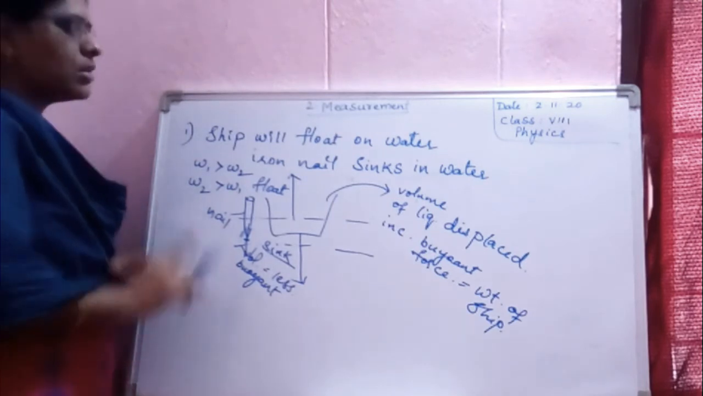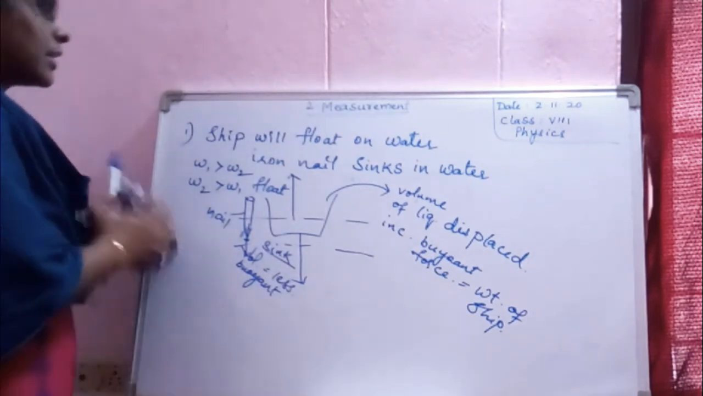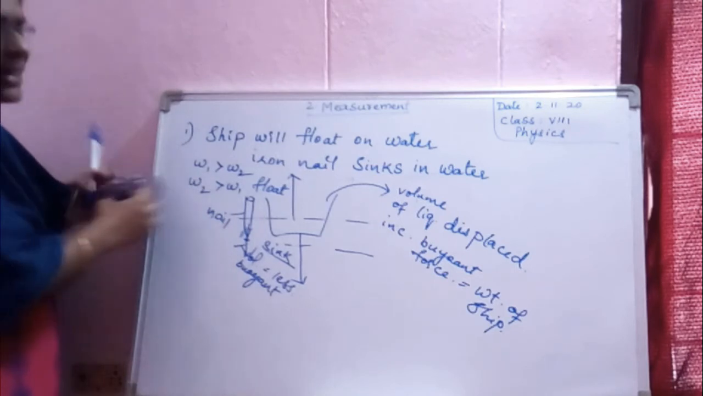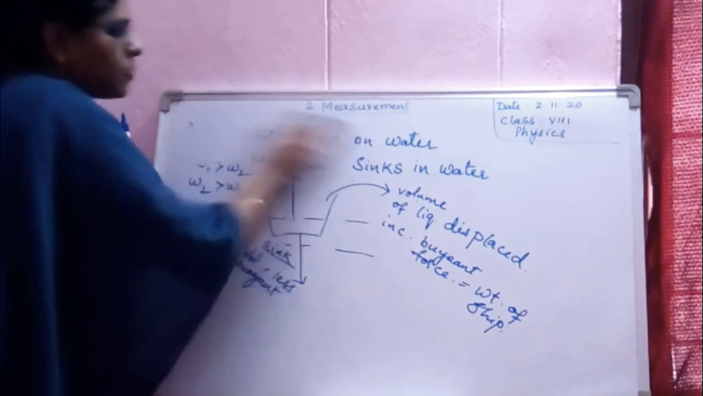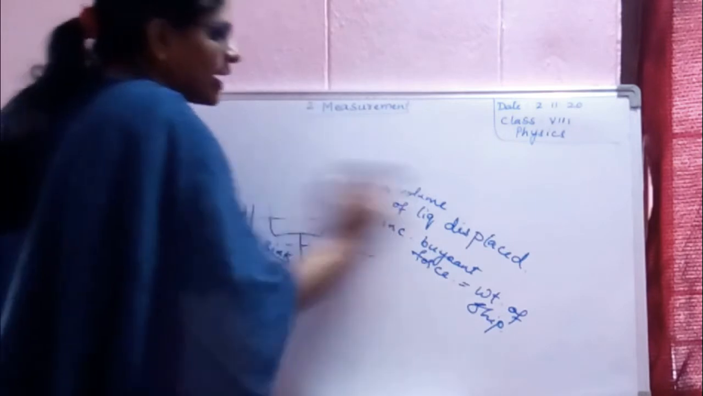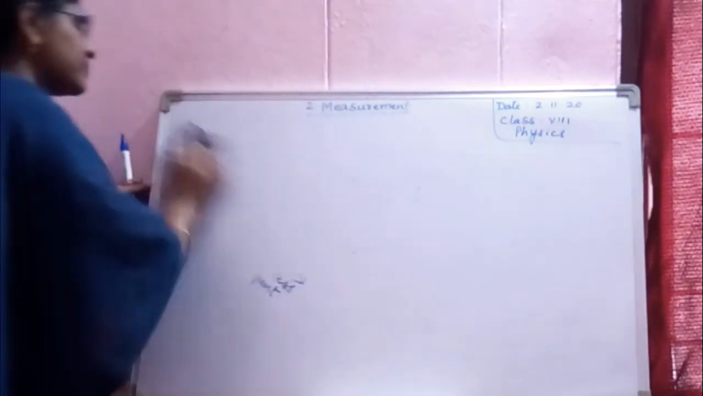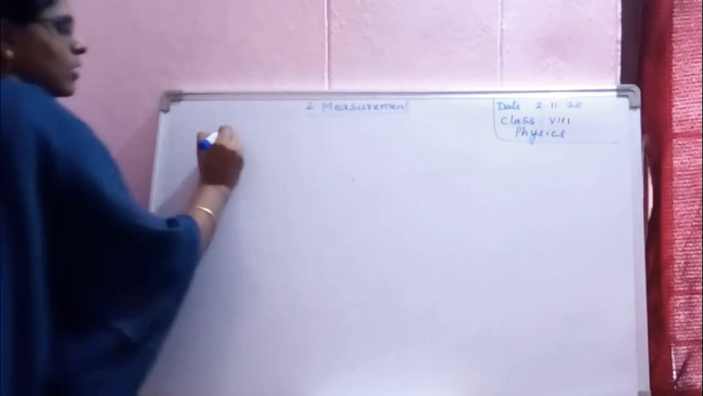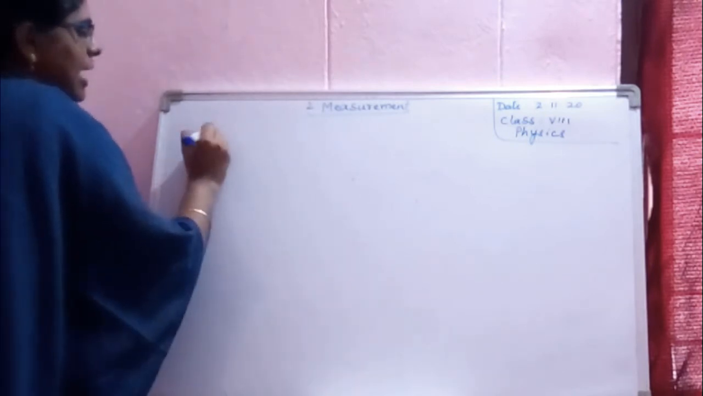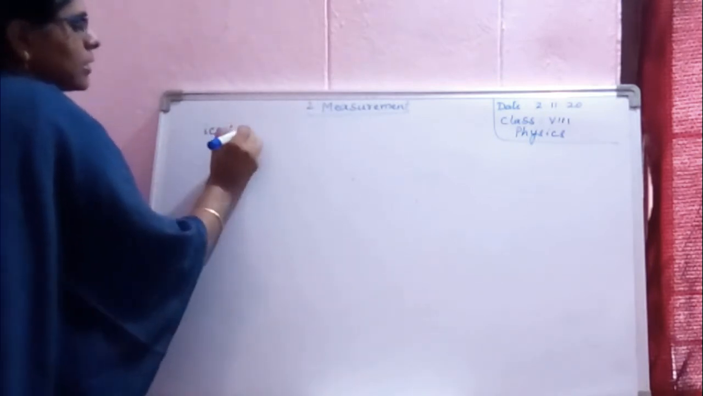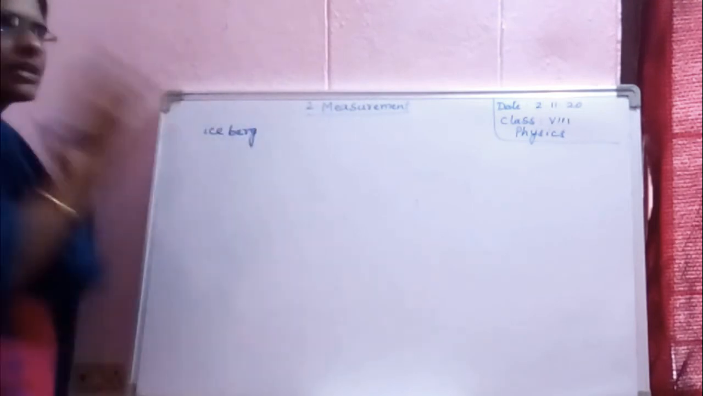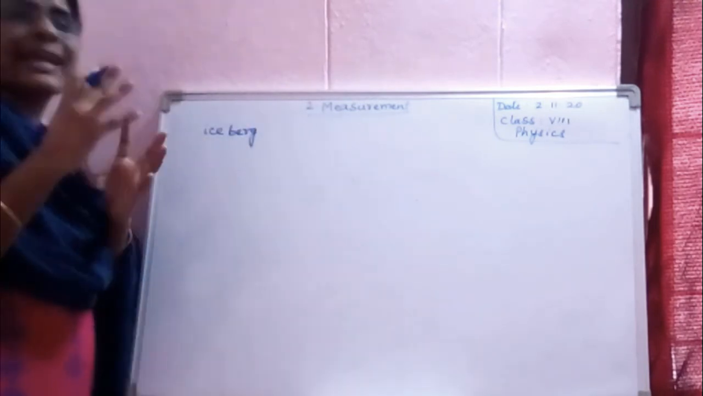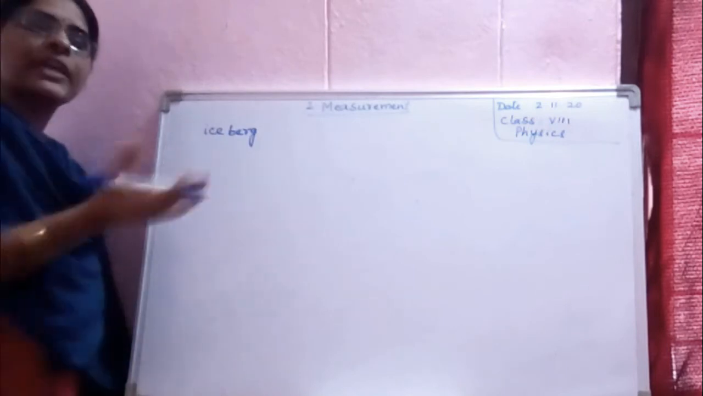Okay? This is regarding your example of why a ship will float on water and an iron nail sinks in water. Next, you have seen an iceberg, meaning a huge amount of ice floating on water.